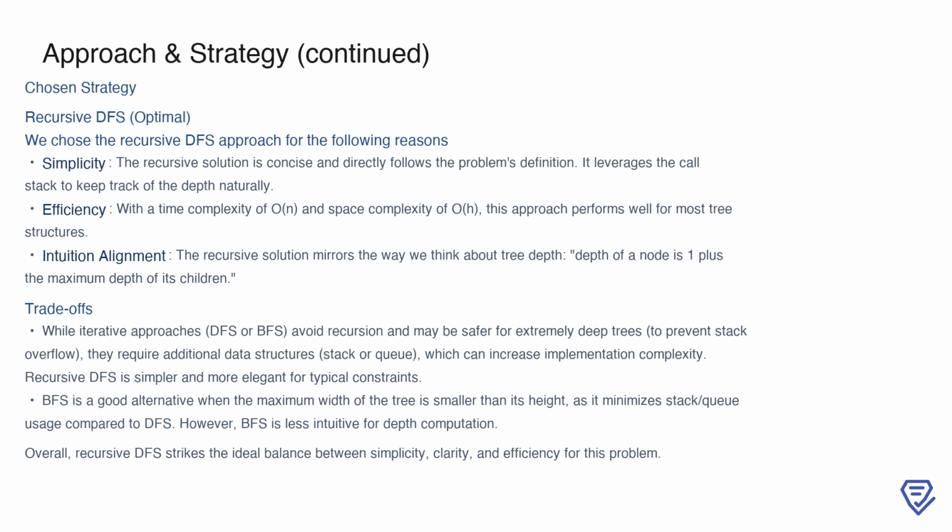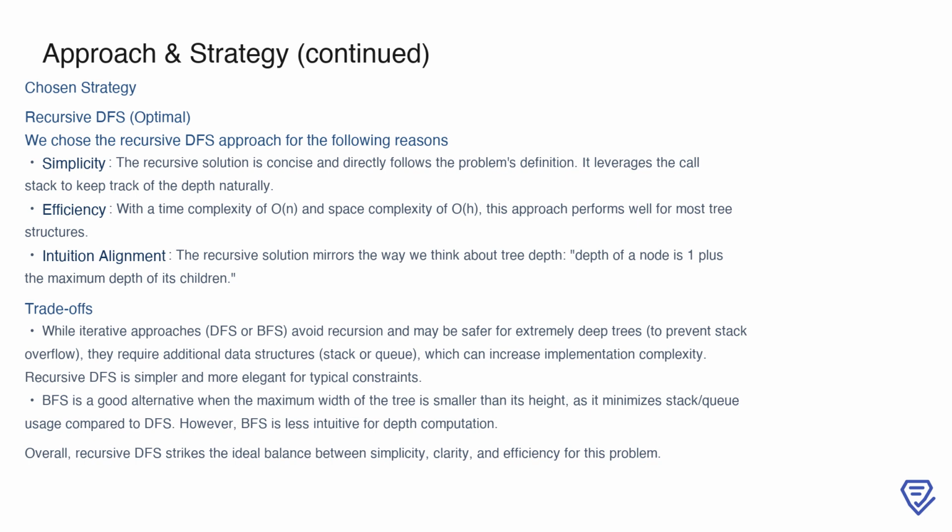It stands out for its simplicity and efficiency. The recursive solution is concise and aligns closely with the problem's definition. The depth of a node is 1 plus the maximum depth of its children. With a time complexity of O(n), and a space complexity of O(h), it performs well for most tree structures. This approach also aligns intuitively with how we think about tree depth.